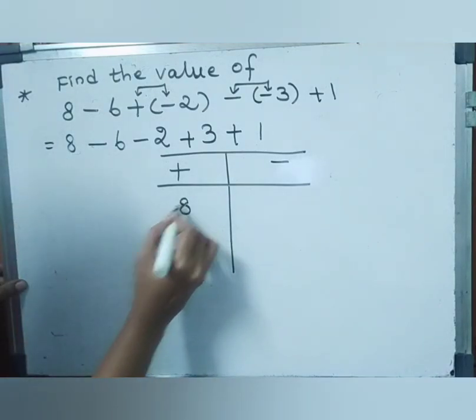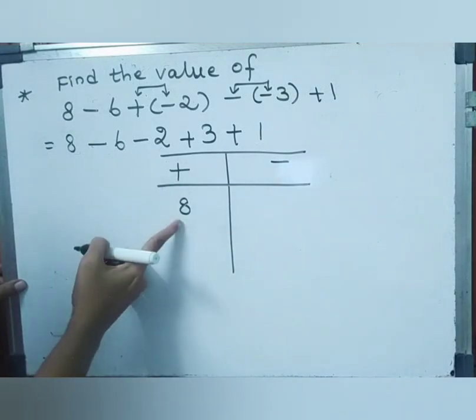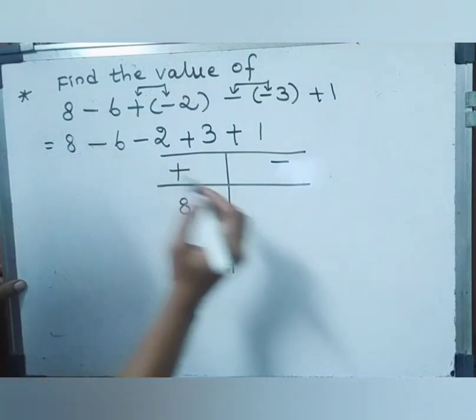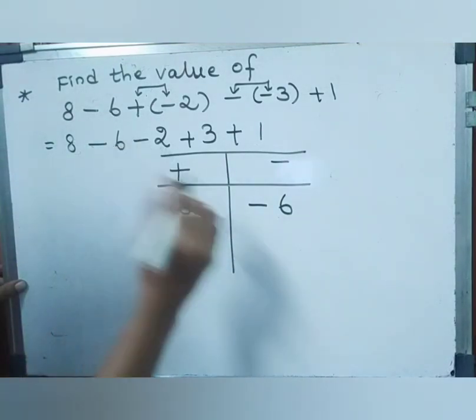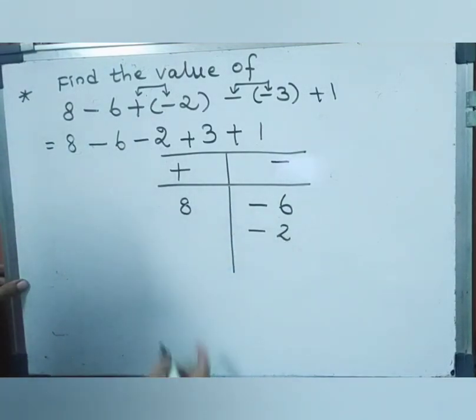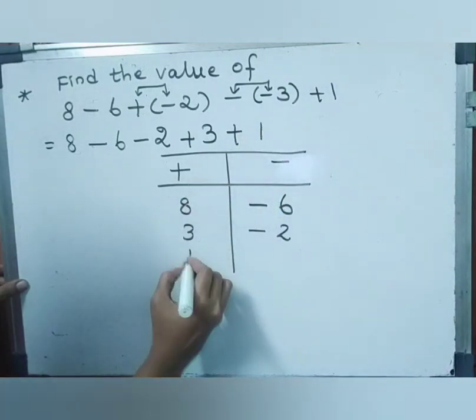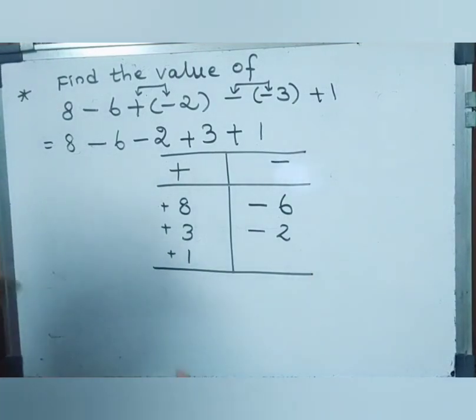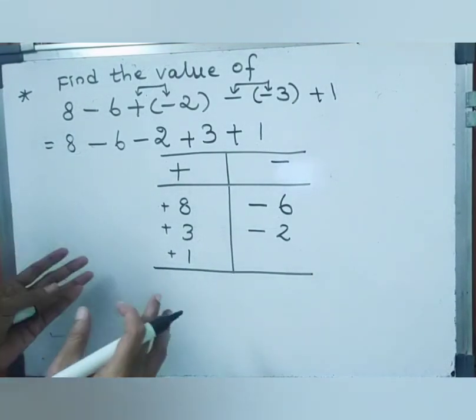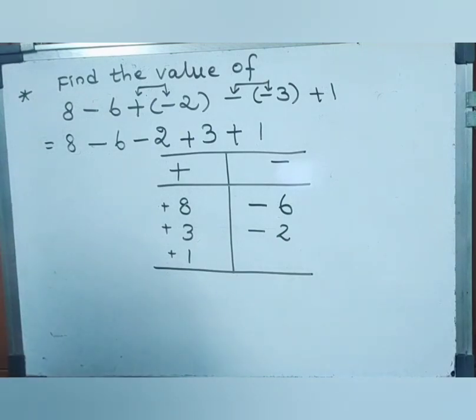So that 8 is a positive integer, write down plus. And minus 6, so it is a negative integer. I am going to give minus 6 here. And the next one is also a negative integer, minus 2. And the next one is a positive integer, plus 3. And the next one is a positive integer. Okay, I have divided into 2 groups. First group positive integers, second group negative integers.